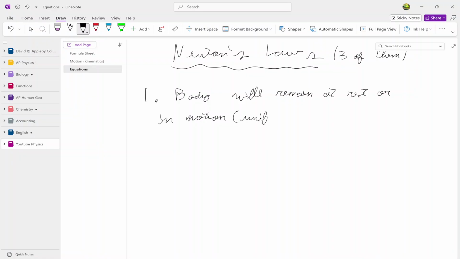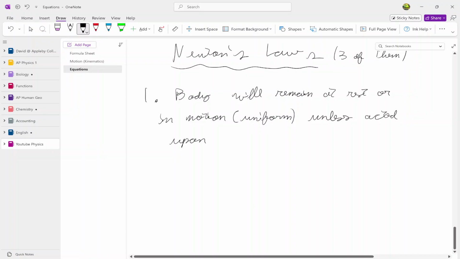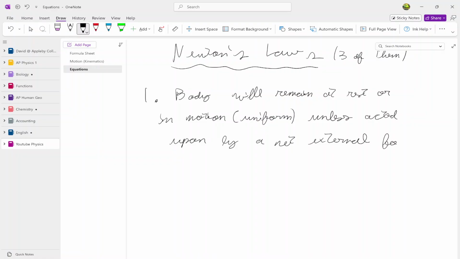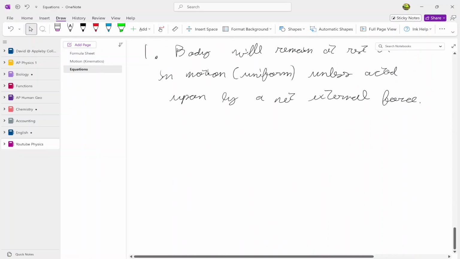That just means non-changing, unless acted upon by a net external force. It would have to be net. I'll explain that later on. But it has to be external as well. So it just means that anything cannot be changing. If something is just still, it cannot just move with nothing. Something has to act upon it, right?